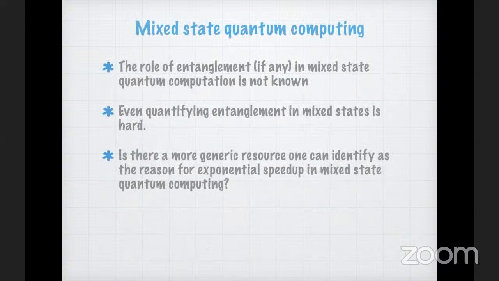Right. So just to summarize things, the role of entanglement, if any, in mixed state quantum computation is not precisely known. There are some indications as to scenarios where entanglement is necessary, and some cases where it's not. And of course, even quantifying entanglement in multipartite mixed states is rather hard. So even asking the question as to what extent entanglement is important, that itself may be a hard task. And we were pondering the question, this is almost 12 years back, is there a more generic resource one can identify as a possible reason for exponential speed up in mixed state quantum computing?